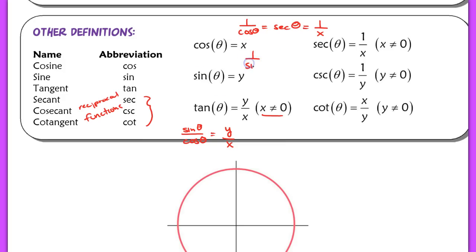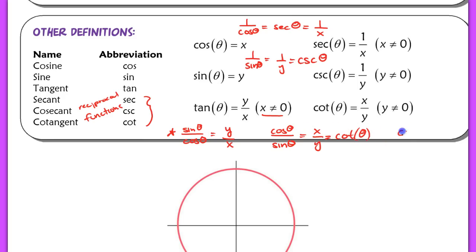We have 1 over sine theta, which is equal to 1 over y, which we define to be the cosecant of theta. And finally, if we take the reciprocal of our tangent function, so looking at this ratio, if I take the reciprocal, I end up with cosine theta over sine theta, which is x over y, which we define to be the cotangent of theta.